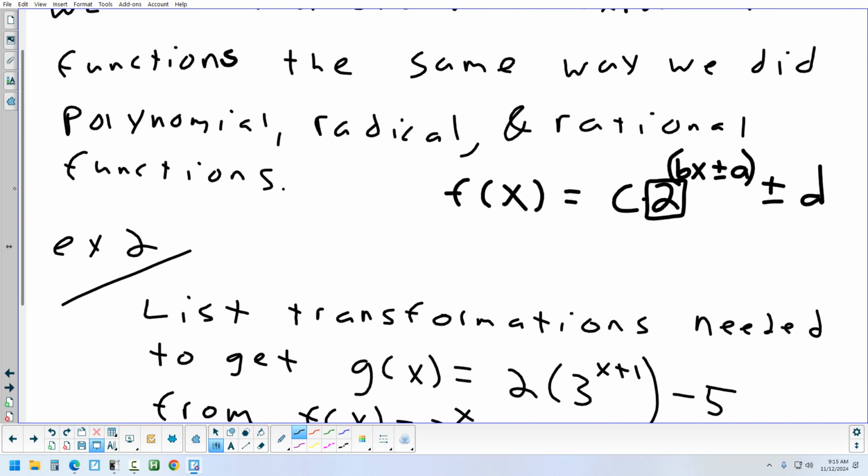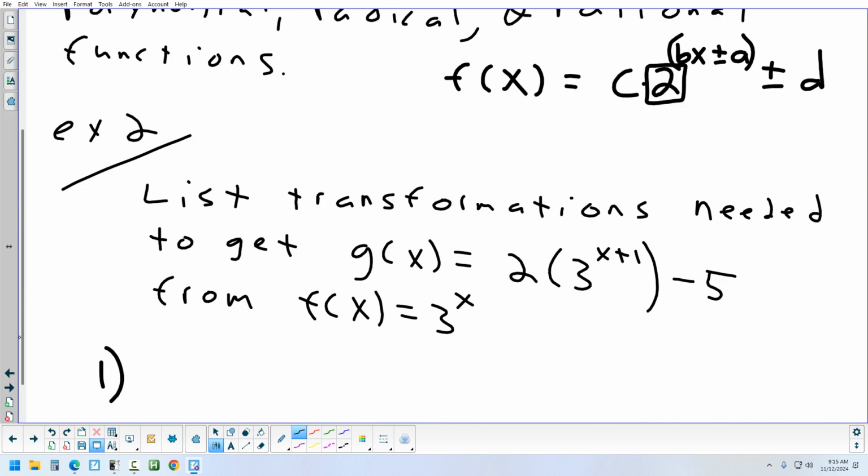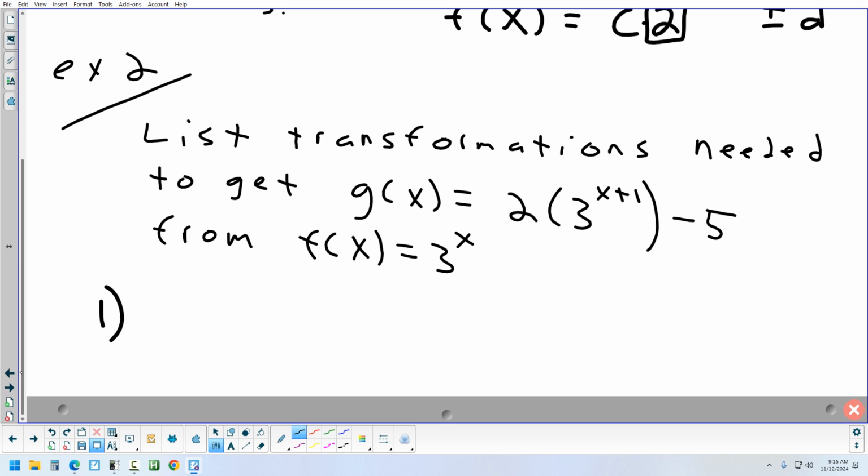You do have to list them in a certain order. The order you follow is horizontal shift, horizontal stretch, horizontal reflection, vertical stretch, vertical reflection, vertical shift. Okay. So B can give you 2 transformations, a stretch and a reflection, and C can give you 2, a stretch and a reflection. So between those, you've got 4. A is 5, and D is 6. So you could have up to six things in the same problem. Okay. What's the first thing that needs to happen to change f of x into g of x?